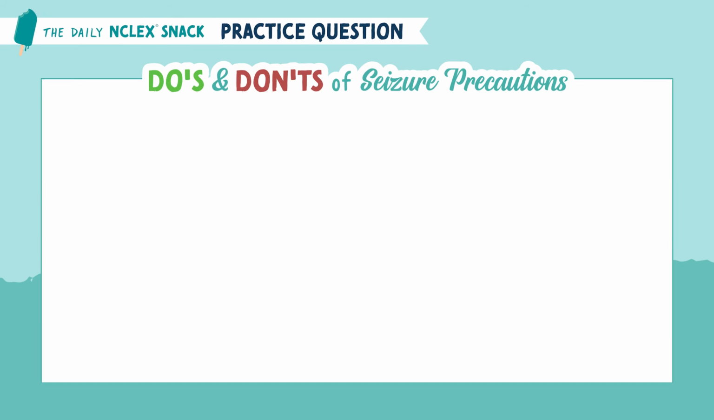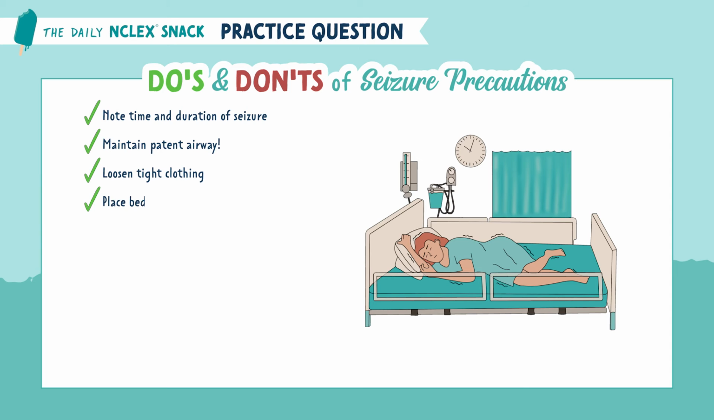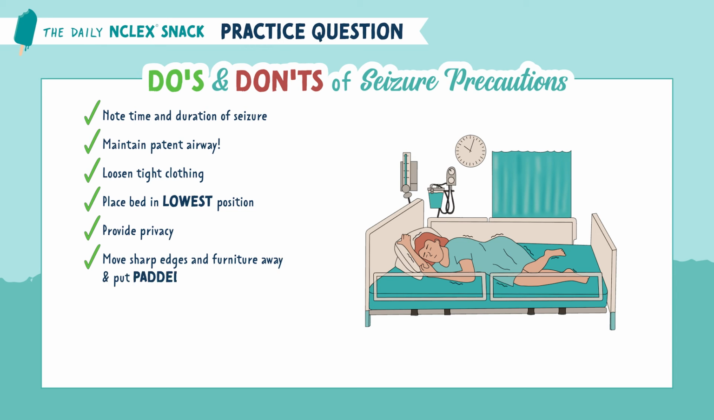Okay, let's look at the do's and don'ts of seizure precautions you need to know for the NCLEX. The do's, like I said before, you should always note the time and duration of the seizure. You always want to maintain a patent airway. You can loosen tight clothing so it's not restrictive around the client's neck. You want to place the bed in lowest position to prevent injury. You want to provide privacy as much as possible. Move sharp edges and furniture away and put padded side rails up.